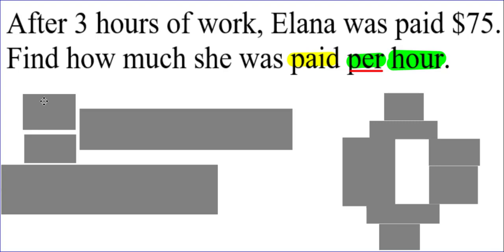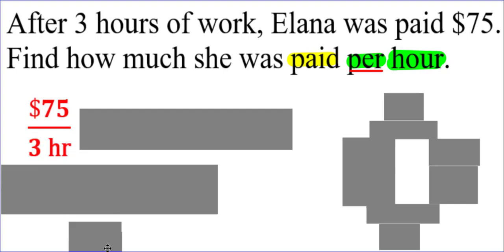Now, how do I know what number goes on top, what number goes on bottom? Pay attention to the part of the words that includes the word per. I highlighted it for you here on the screen. Paid per hour. Notice how much she was paid is mentioned first to the left. So that's going to be the numerator. She was paid $75. Then is finding how much it was per hour. Whatever is to the right of the word per is the second part, which would be the denominator of your fraction, the number of hours.